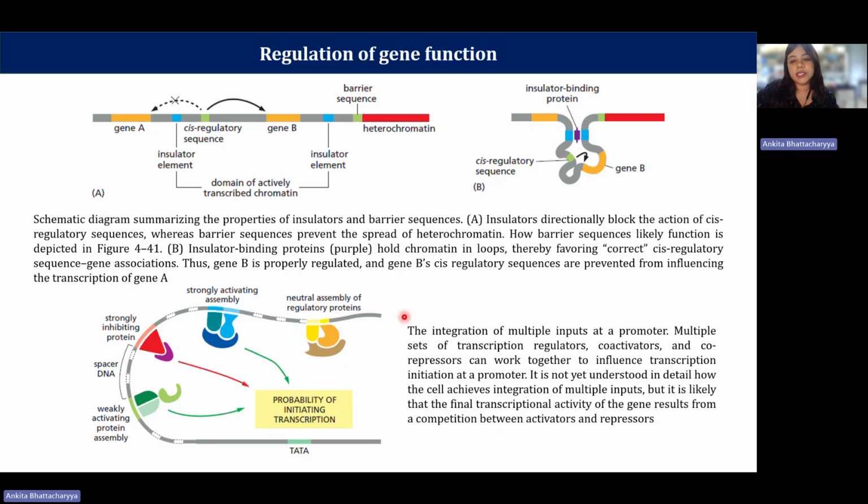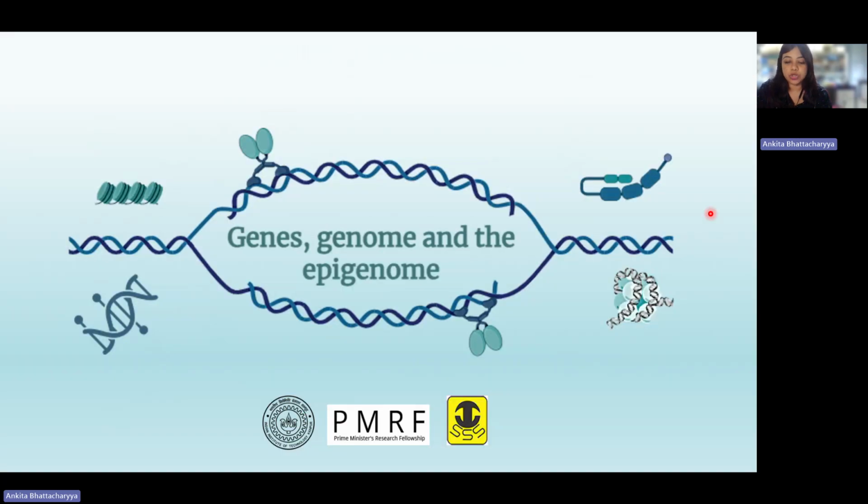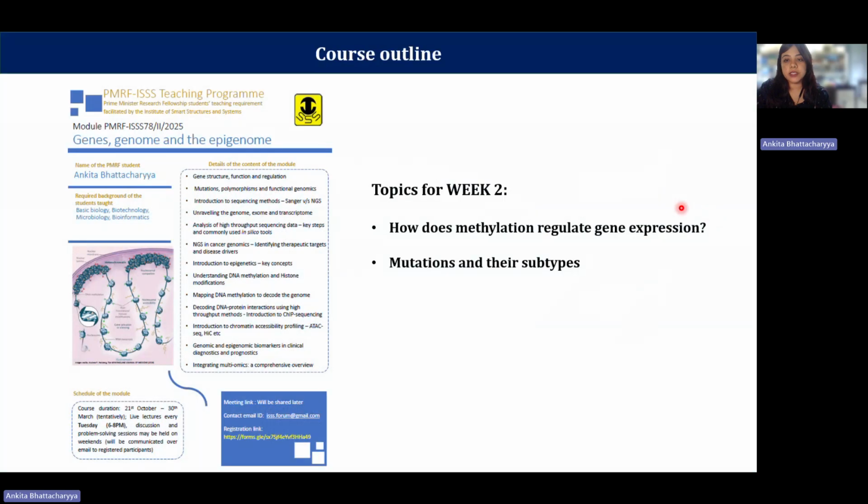Then you can see that multiple inputs can finally dictate what decision can be made at a promoter. So you can have a weakly activating assembly, you can have a strong inhibitor, you can have a strongly activating assembly, you can have a neutral assembly. Some integration of all of these signals is finally interpreted by the cell to make the final decision. So that was our first class.